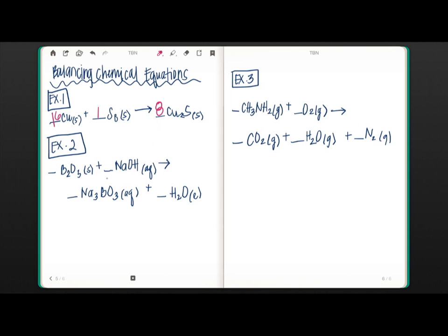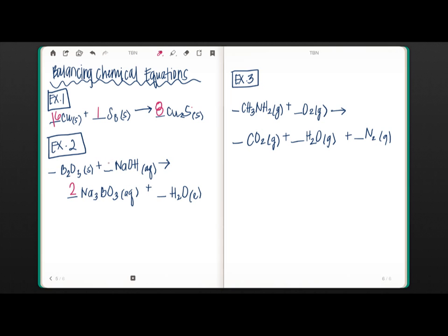So for the second example, as you can see, you have the reactants and products you have to balance out. So what I would do is that I see that you only have 1 boron here and 2 here. So I'm going to put a 2 in front of this. So 2 in front of there to balance out the boron. So those two balance out.